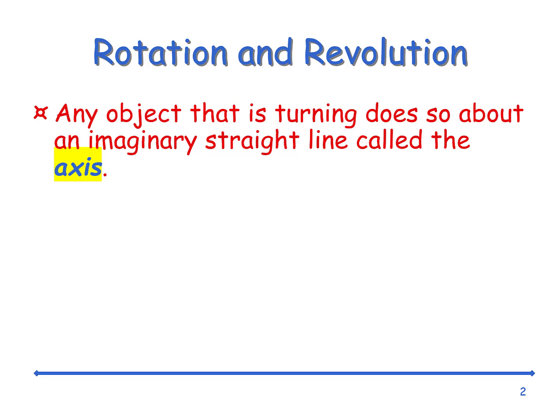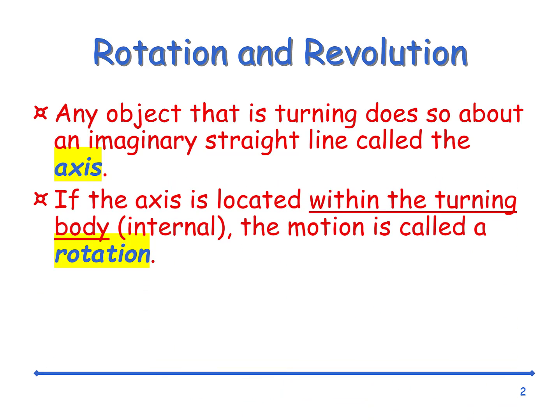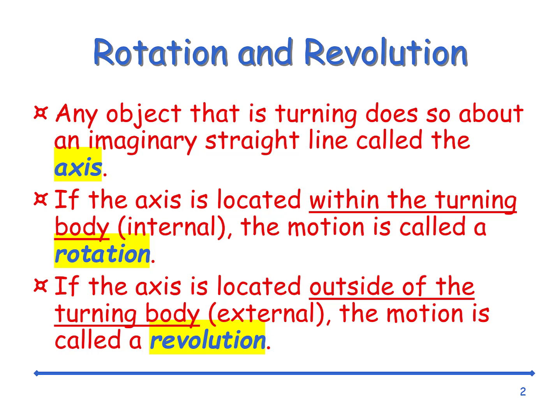Any object that is turning does so about an imaginary straight line called the axis. So the way that it is turning around, or the way we would say it's turning about the axis, causes some kind of change. If the axis is located within the body, so if the axis goes through the body, we call that rotation. If the axis is located outside of the body, that motion is called a revolution.